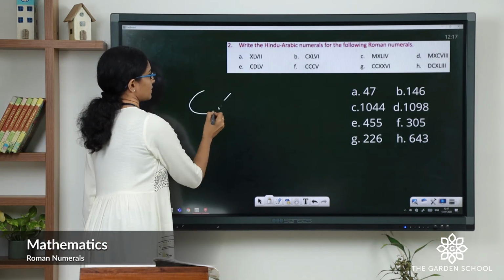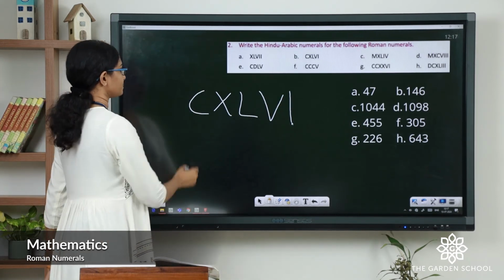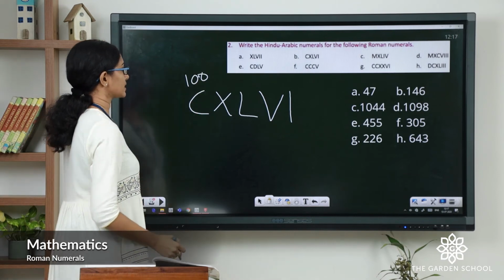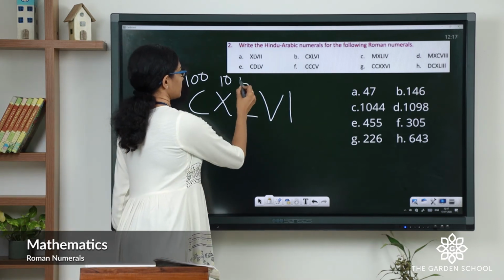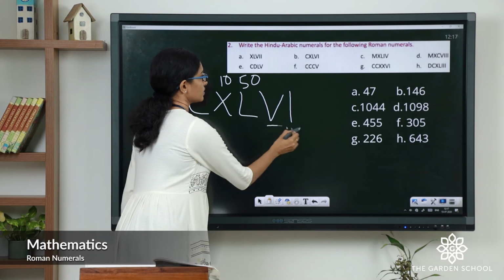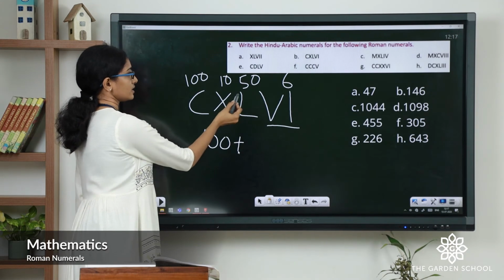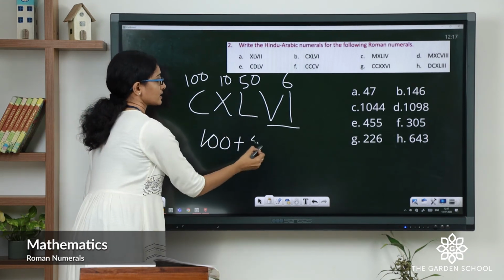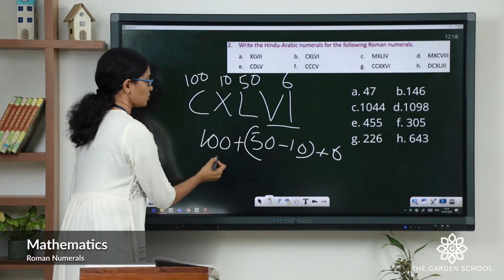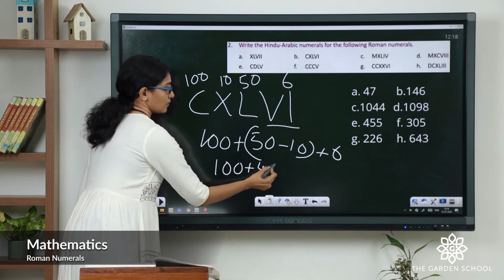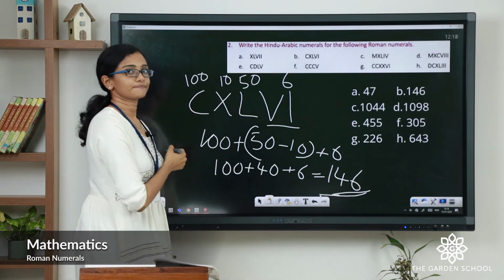Now the next one, C, X, L, and then 6. Let's see that one. C stands for 100, X stands for 10, then L stands for 50, then this is for 6. So it's 100 plus, see, smaller numeral, bigger numeral. So it is 50 minus 10, then 6, which is equal to 100 plus 40 plus 6, 146.